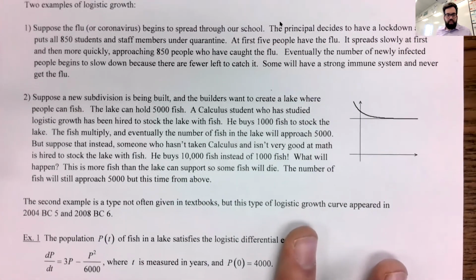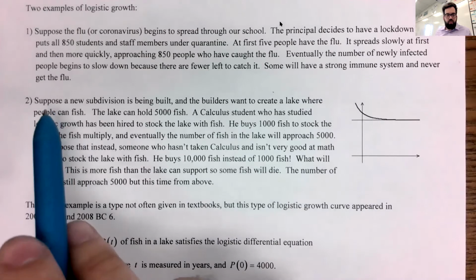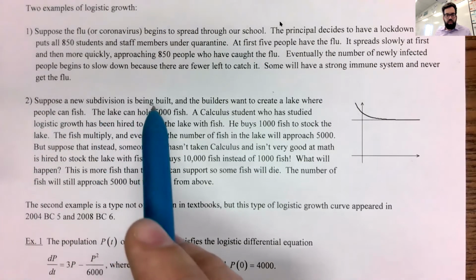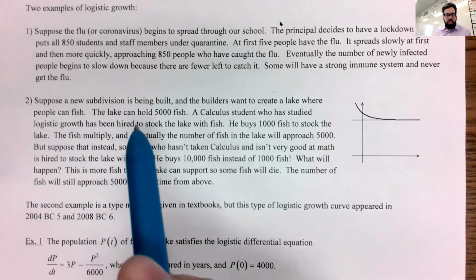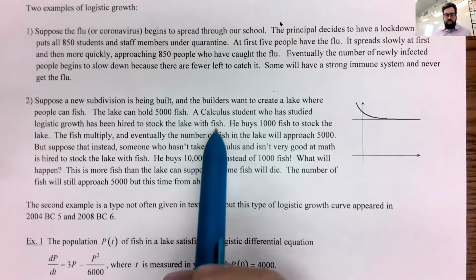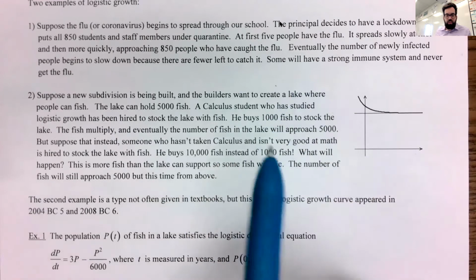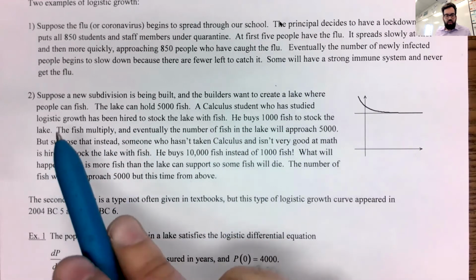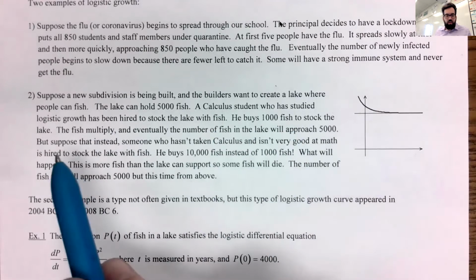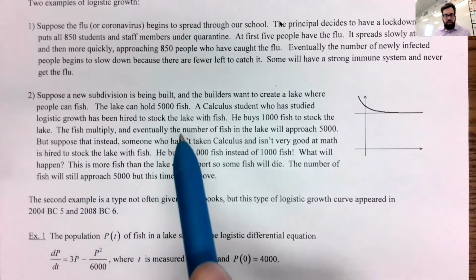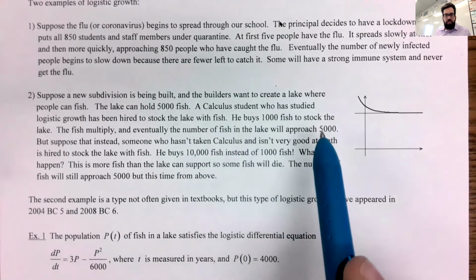Let's look at this second version of logistic growth. Suppose a new subdivision is being built and the builders want to create a lake where people can fish. The lake has a capacity to care for 5,000 fish. A calculus student who has studied logistic growth has been hired to stock the lake with fish. He buys 1,000 fish to stock the lake. The fish multiply, and eventually the number of fish in the lake will approach 5,000.